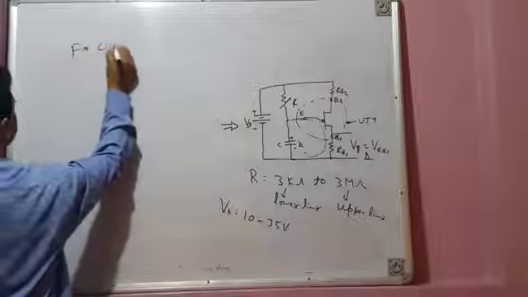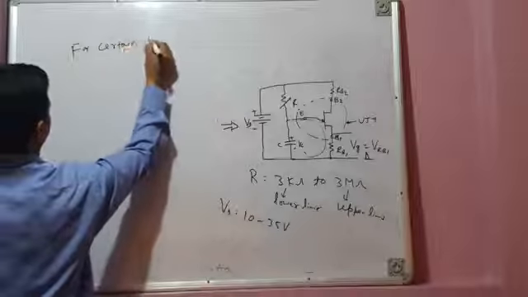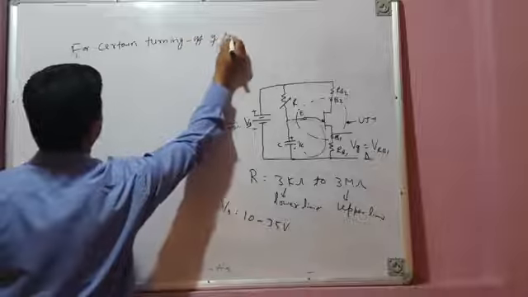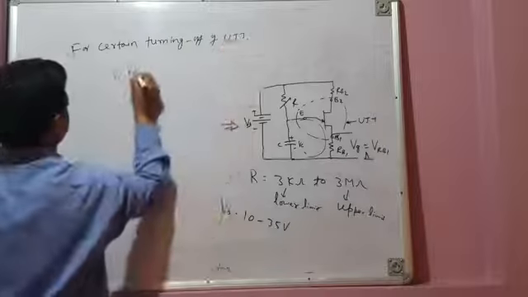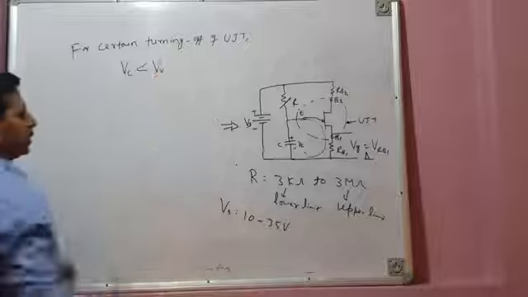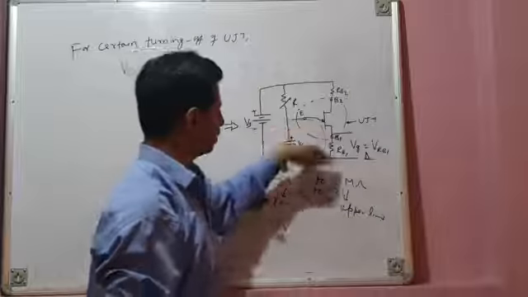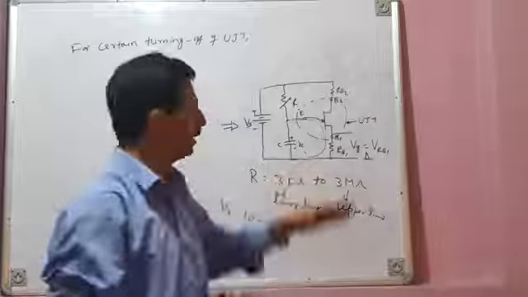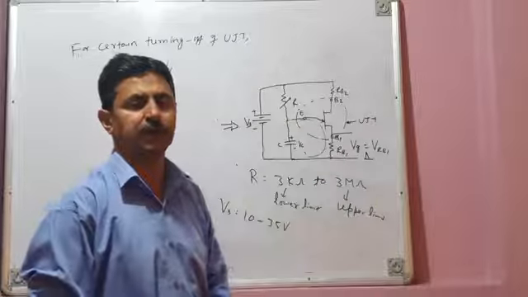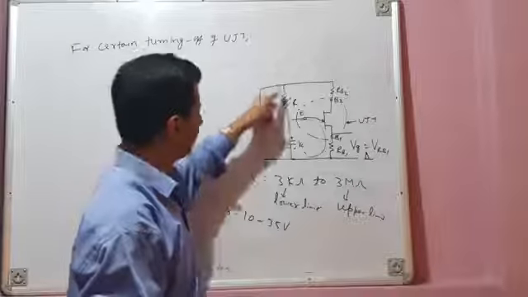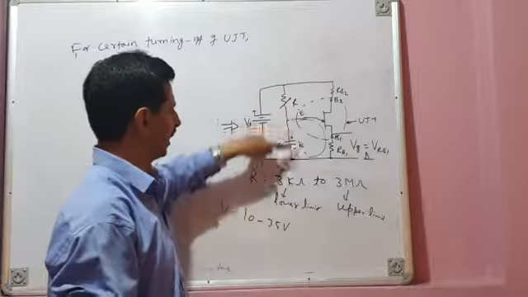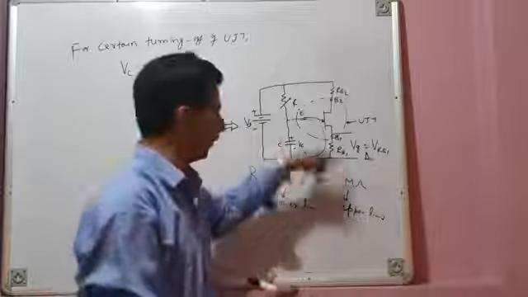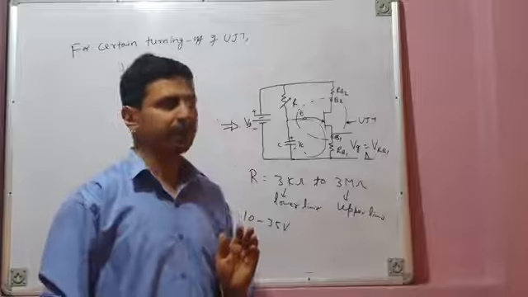For certain turning off of UJT, the capacitor voltage should go below valley point voltage. Only when the UJT goes into conduction does the capacitor discharge. And when the capacitor voltage becomes less than valley point voltage, your UJT relaxation oscillator is off, and then the charging phenomenon again starts. It again charges, and when VC reaches peak point voltage it again fires, and the process continues.